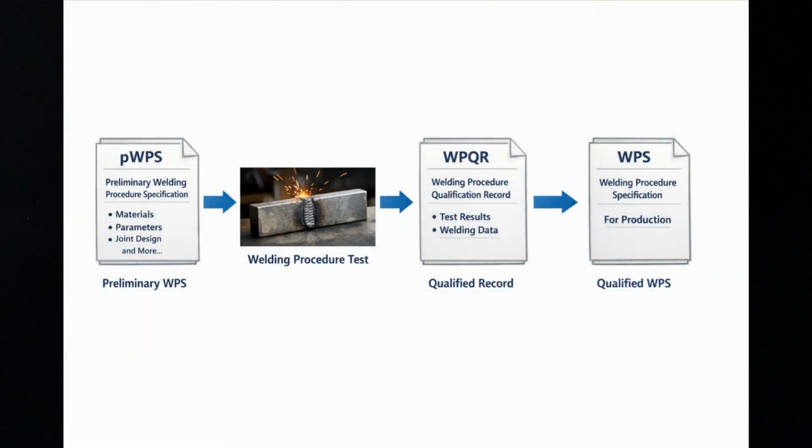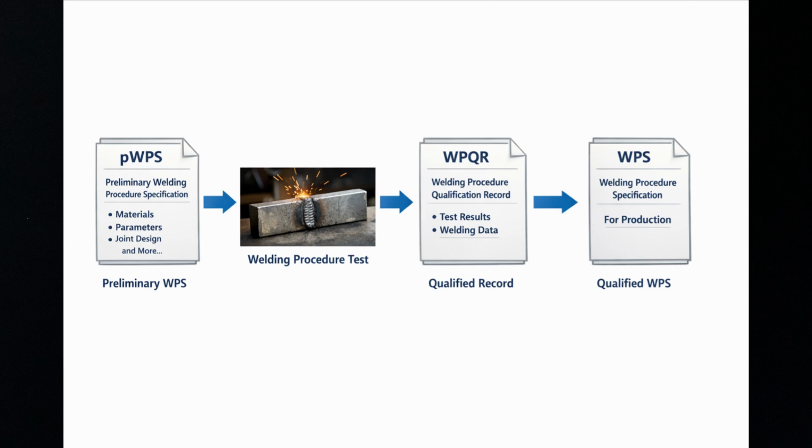Before we go any further, let us get 3 documents clearly defined in our minds, because they appear throughout this standard and throughout your working life in welding engineering. The first is the PWPS, the Preliminary Welding Procedure Specification. This is the document you write before you do any testing. It describes everything about how you intend to weld: the material, the process, the joint design, the heat input, the consumables, the preheat, everything. It is prepared in accordance with ISO 15609, Part 1 for arc welding or Part 2 for gas welding.